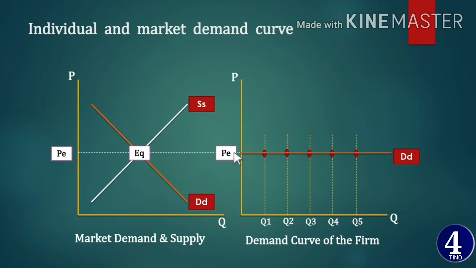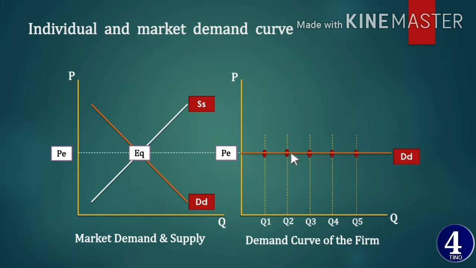But at PE, whatever the quantity the seller is providing, if it is sold totally, what is the need to decrease the price? There is no need, because everything that you provide to the market at this price will be sold out.